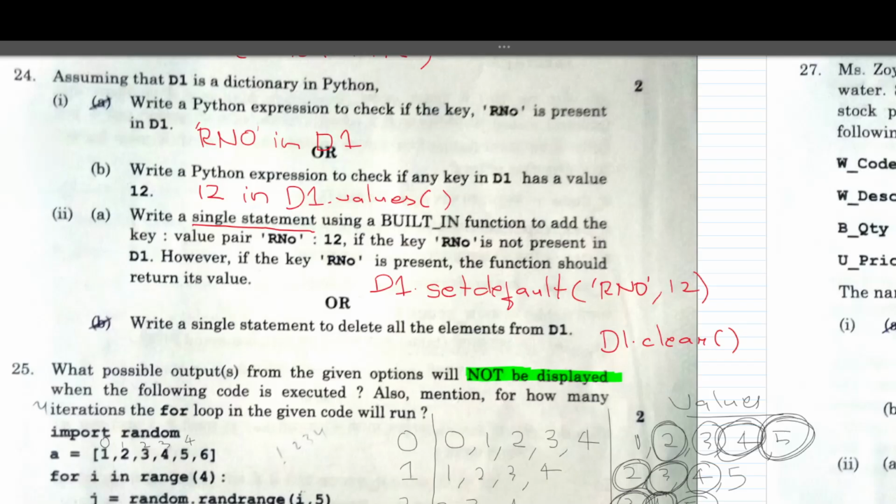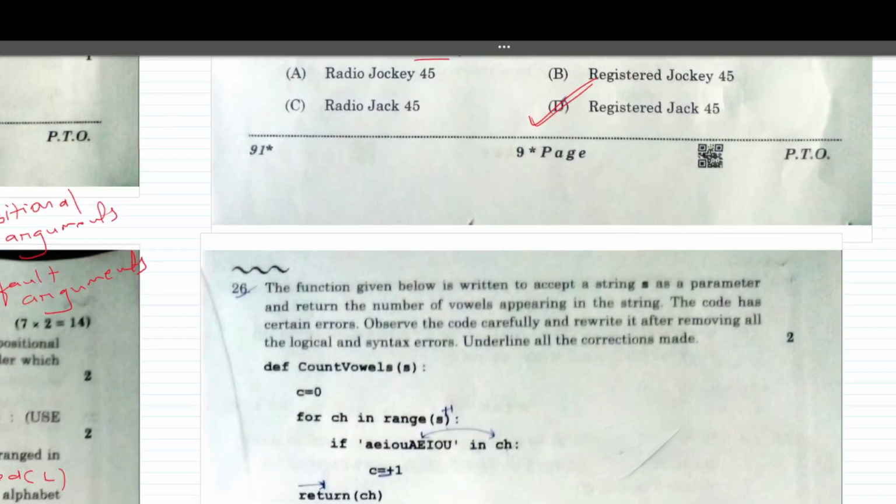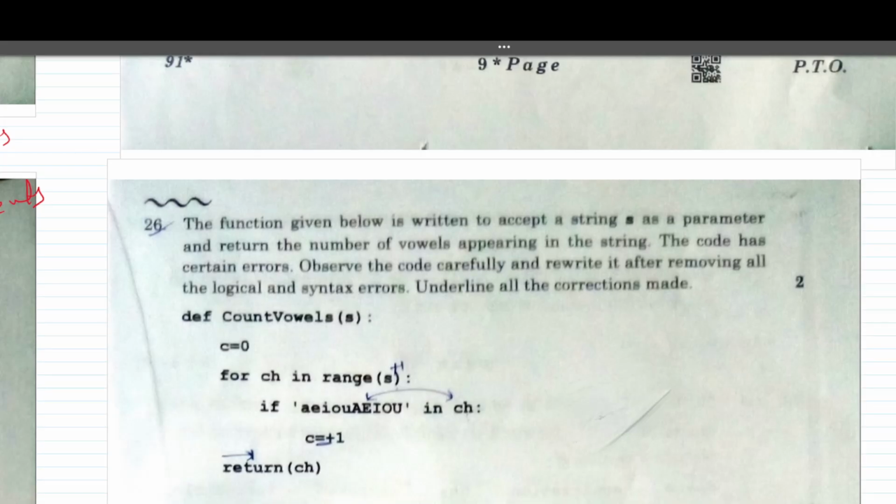See, now let us talk about question number 26. The function given below is written to accept a string s as a parameter and return the number of vowels that appear in the string. The code has certain errors. Figure out the error and rectify it. Observe the code carefully and rewrite it after removing all the logical and syntax errors. Okay, first let us identify the errors.